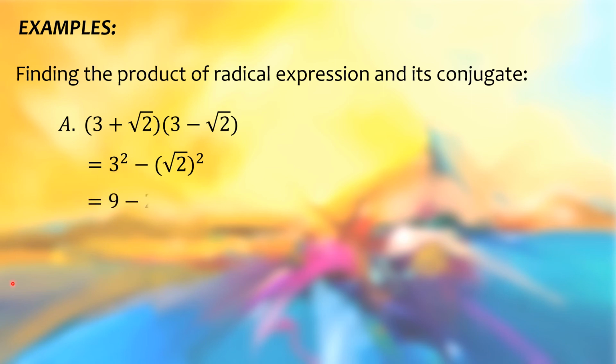So, 3 squared is equal to 9 or 3 times 3 is equal to 9 and square root of 2 quantity squared is 2. Paano naging 2? Or paano nawala yung square root symbol? Because square root of 2 times square root of 2 is square root of 4 and then ang square root ng 4 ay 2. Kaya naging whole number 2. Therefore, the final answer is 7.